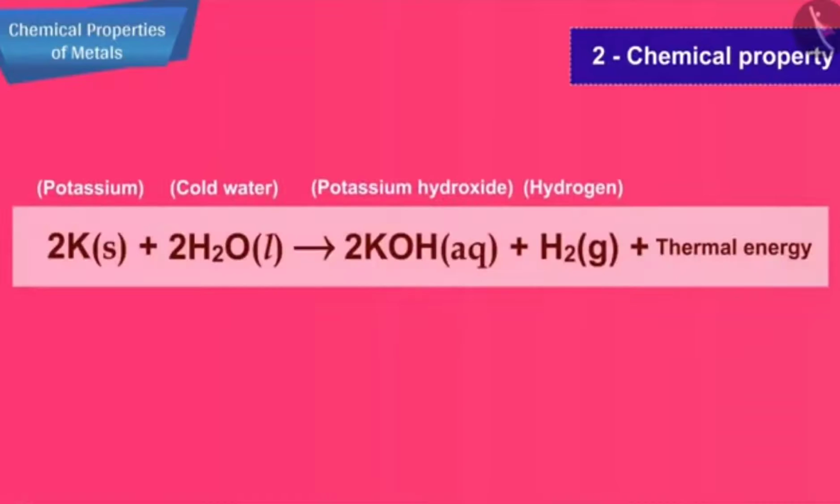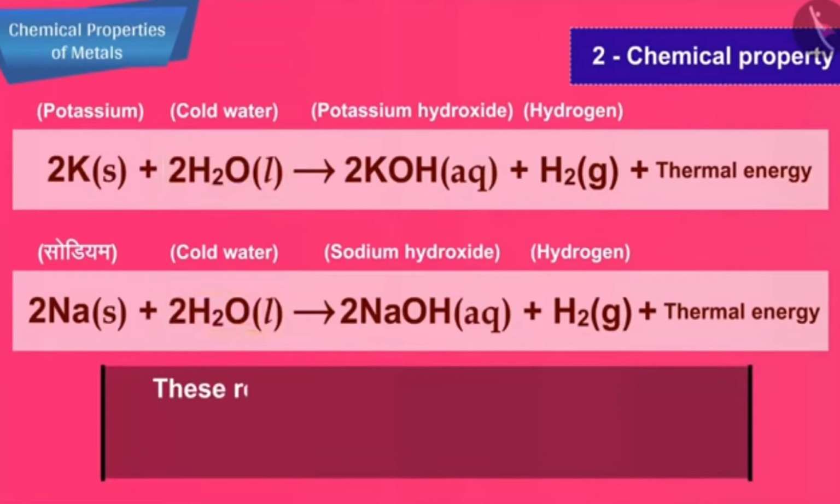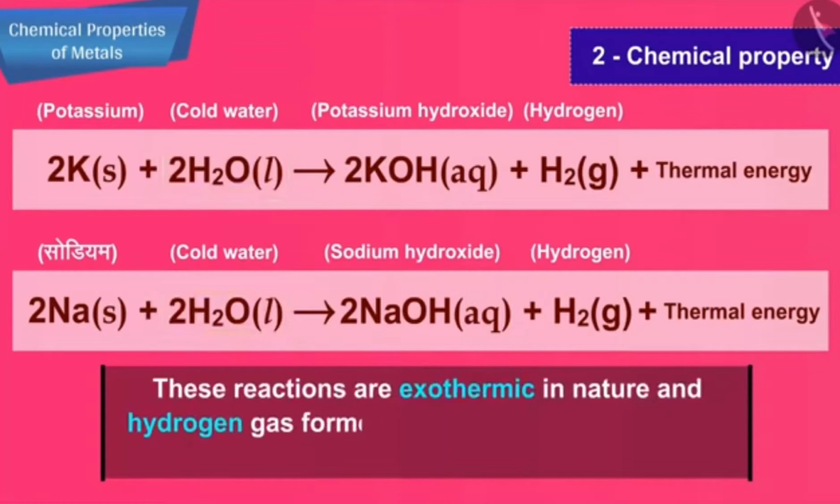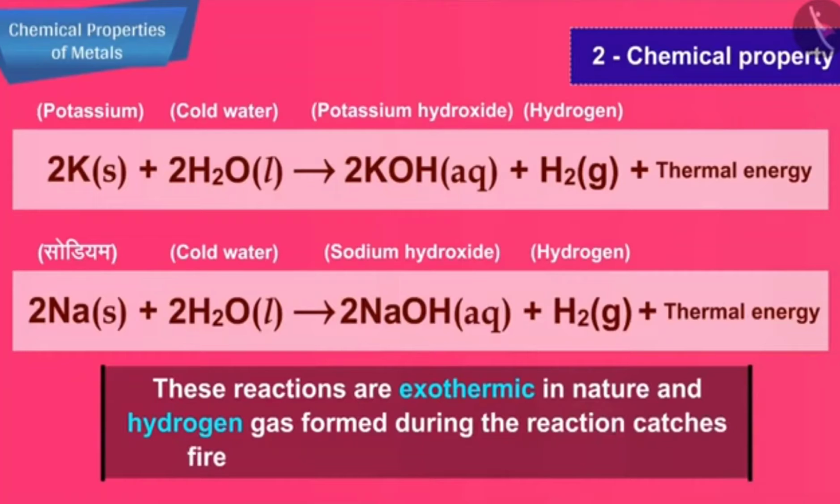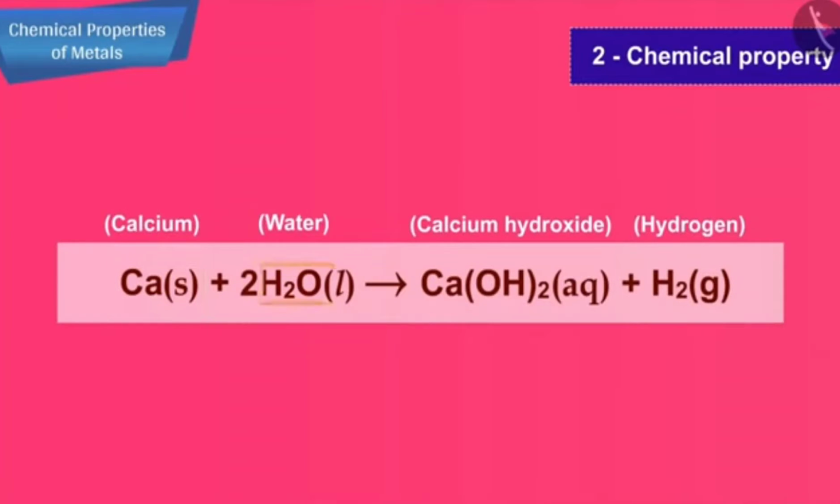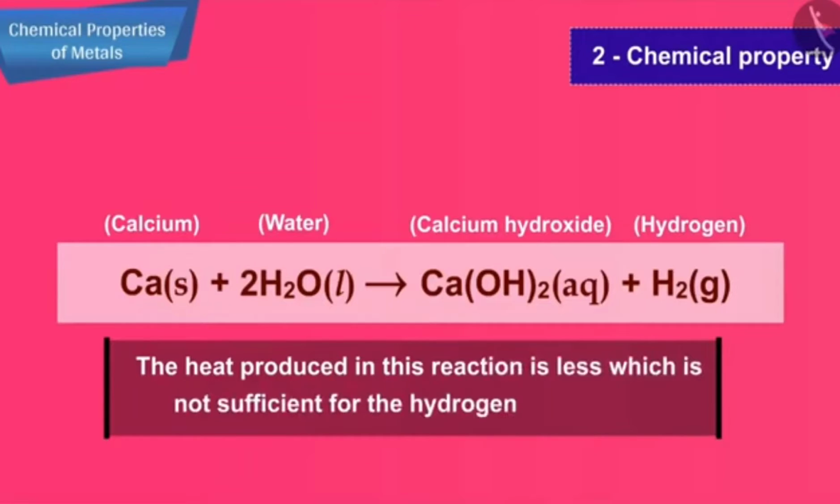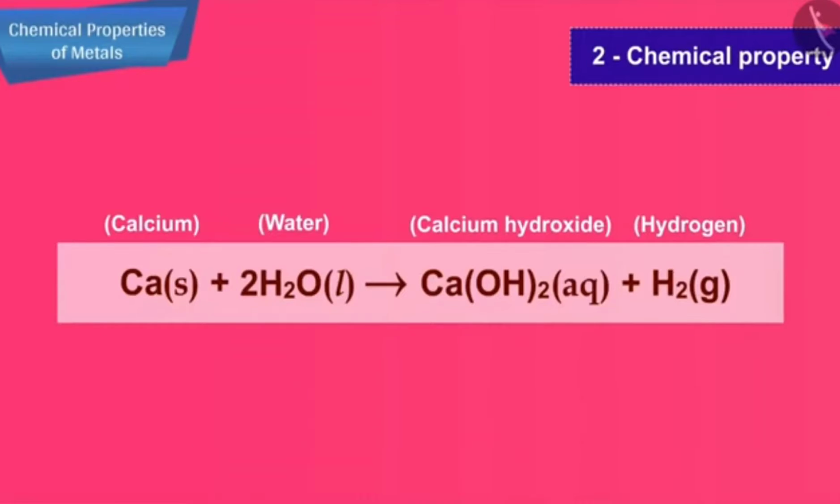Potassium and sodium react vigorously with cold water and these reactions are exothermic in nature, and hydrogen gas formed during the reaction catches fire and burns, causing little explosions. Calcium reacts with cold water to form calcium hydroxide and hydrogen gas. The heat produced in this reaction is less, which is not sufficient for the hydrogen to catch fire.